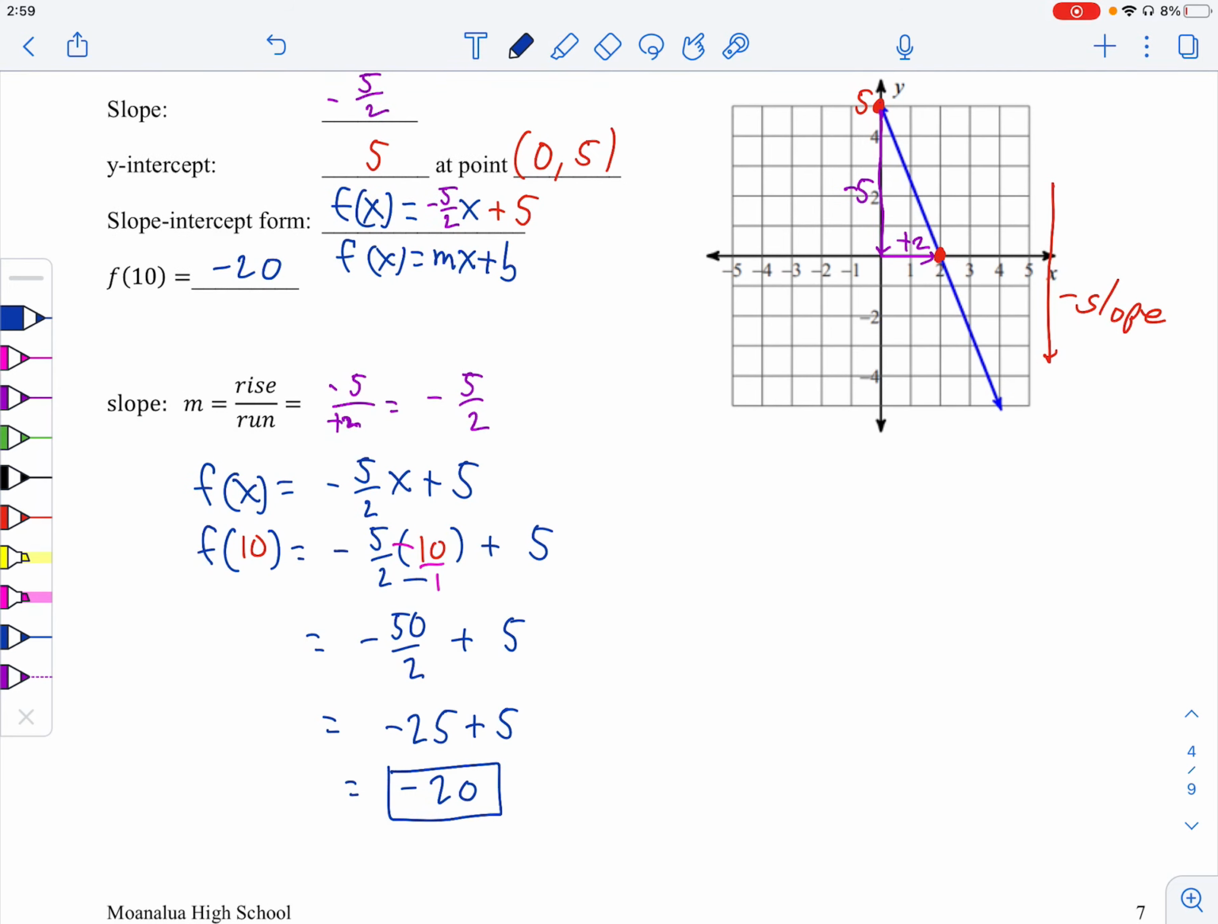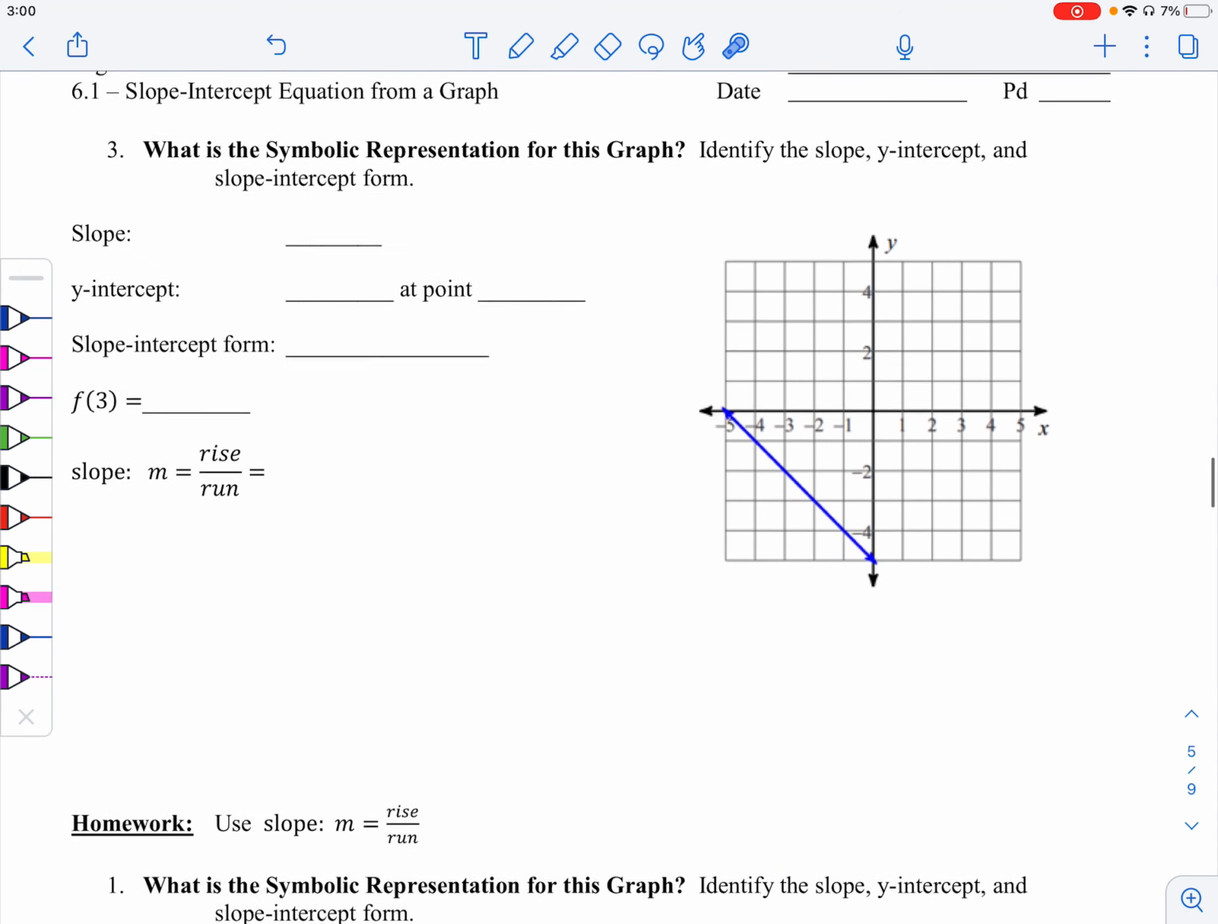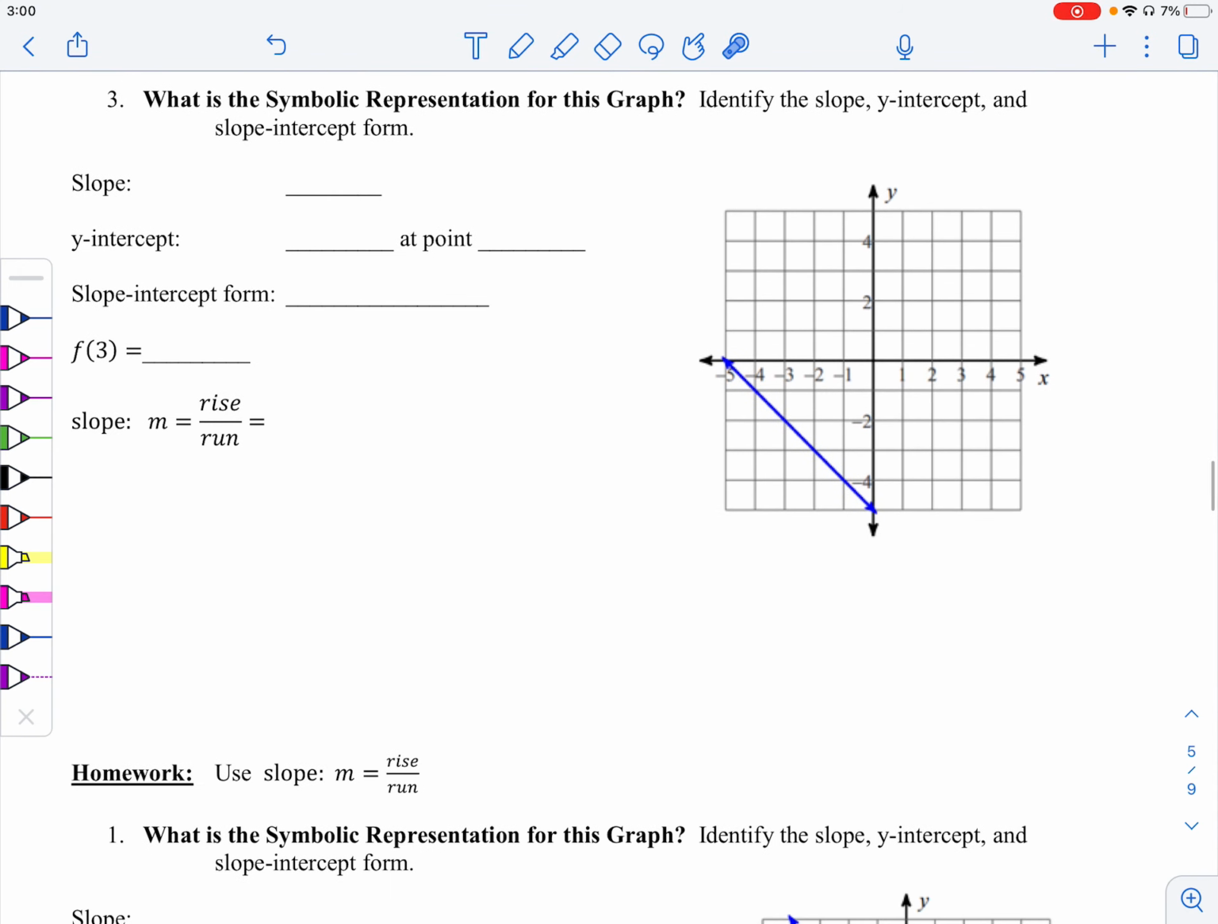Okay? Can do, right? We just find the y-intercept, find another point that's a corner, find the slope, rise over run, negative 5 over 2. Use those to write in function notation. Then whatever it's asking you to do, function f of 10, we substitute 10, and you figure out what that is, do the math, we get negative 20. Okay, last one.